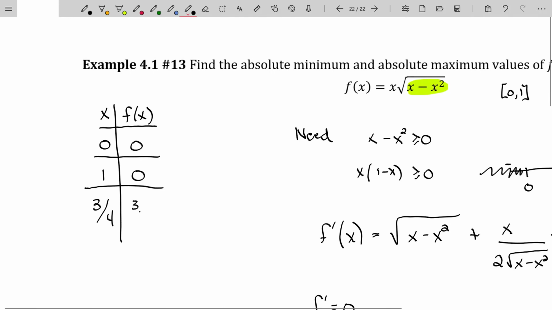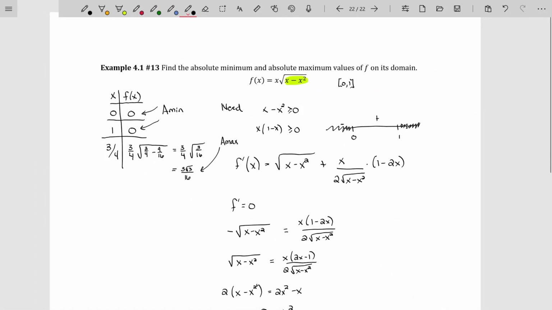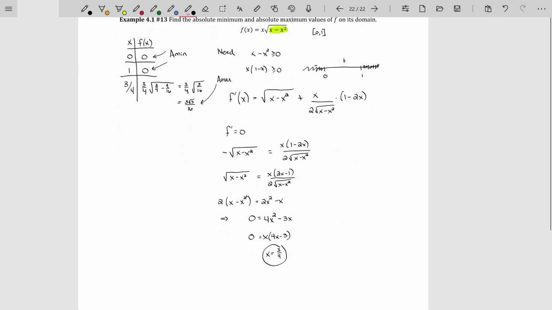And you'll get 3/4 times the square root of some positive number. That's all I care about. It's 3/4 minus 9/16. And that's 3/4 square root of 3/16. Or in other words, 3√3/16. And that will be our absolute max. And this one has two absolute minimums. Both these values are actually absolute minimums. Because a function can have two absolute minimums. They'd have to be the same y value, but it's totally fine to have two absolute minimums.